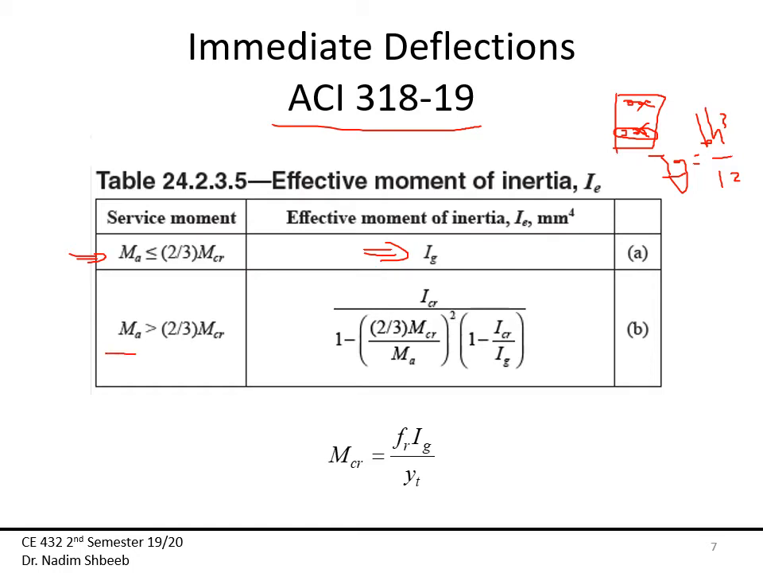Now, if my maximum moment is larger than 2/3 of the cracking moment, then I'll be using this equation for my I effective. Going back to my cracking moment, this is still the modulus of rupture, and here again I removed the I uncracked transformed by just using the gross moment of inertia, and again y is the extreme fiber at the top of the compression member.